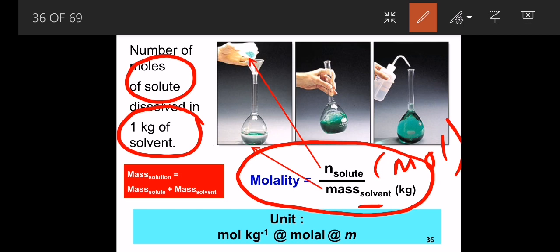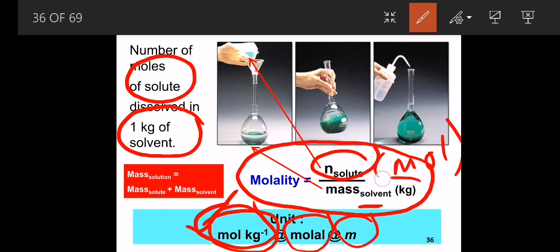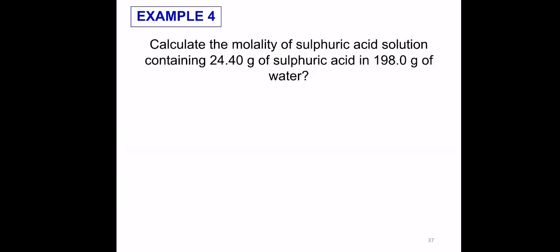So the unit will be mole per kg, or molal, or small m. Alright, so I suggest you all use this unit, mole per kg. This one is mole, and this one is kg of solvent. Alright, and then we go to the example.